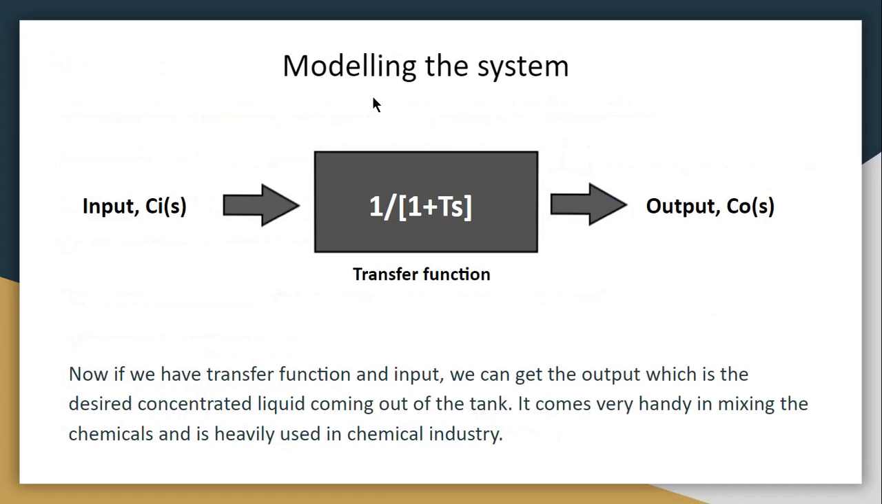Now we model the system: the input is C in(s), the output is C out(s), and in between we have the transfer function, which is 1 upon 1 plus Ts. If we have the transfer function and the input, we can get the desired output, which is what we wanted. This also comes in handy in mixing chemicals, and it is heavily used in the chemical industry. That's all from my side. Thank you.